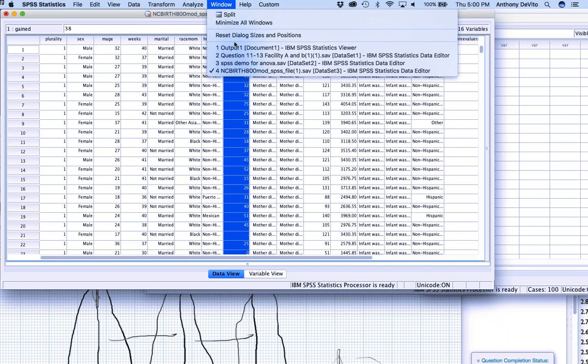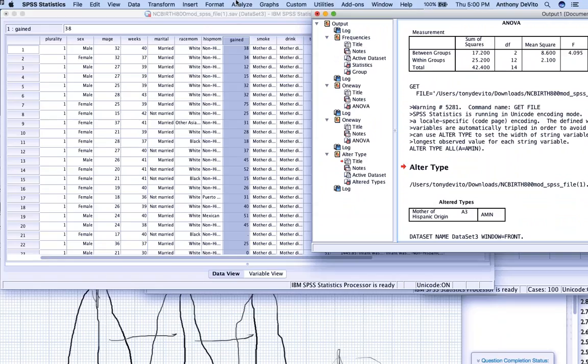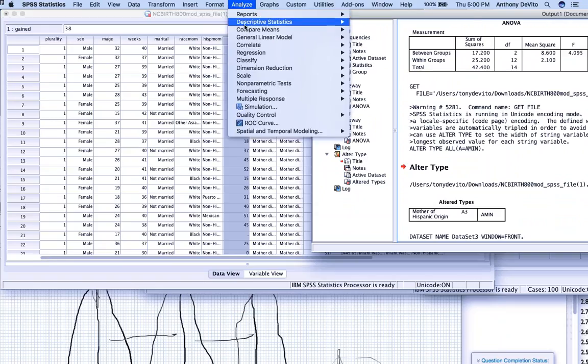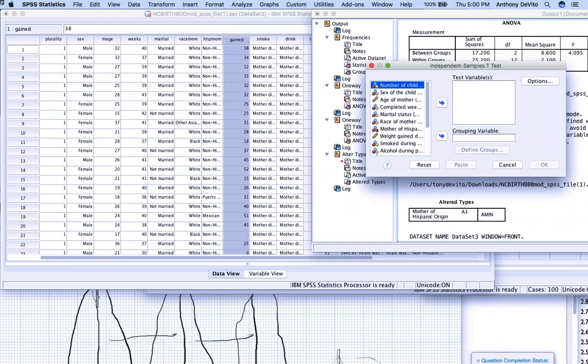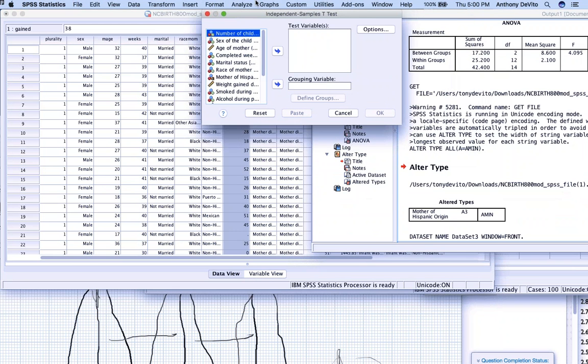Analyze, Compare Means, Independent Samples t-test, right? I'm going to put in here the weight gained during pregnancy as the test variable, what we're going to find the mean of. And the grouping variable is going to be the marital status of the mother.